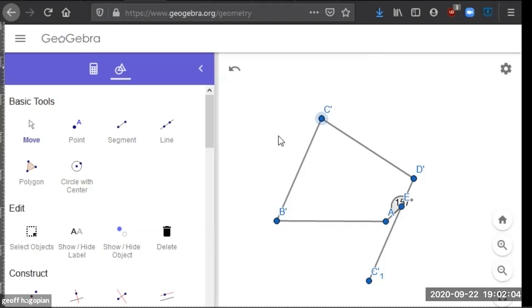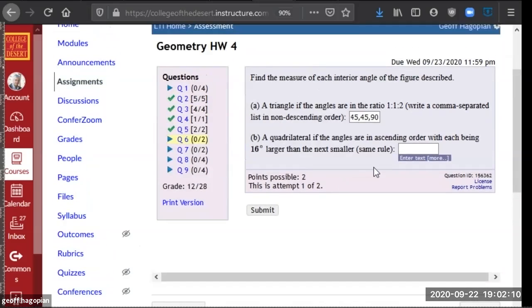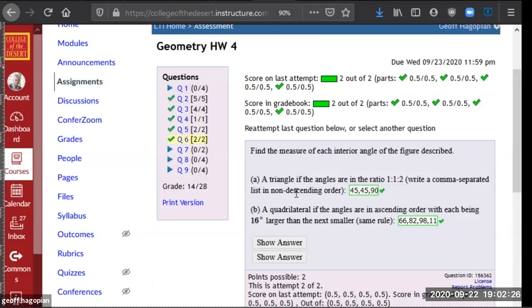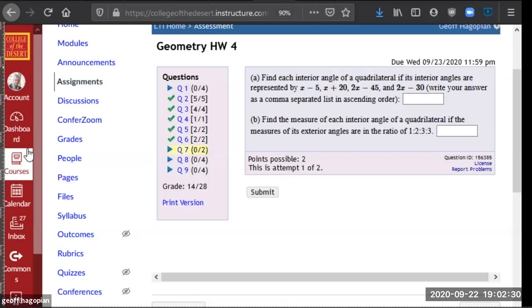So let's move back to our matter at hand, which was this one. So did we get, okay, so we got 66. This is in ascending order, right? Okay, so 66, 82, 98, and 114. Is that going to work? Yeah, all right. Number 7 here. And I'm looking at the, okay, that's what you got. Good.